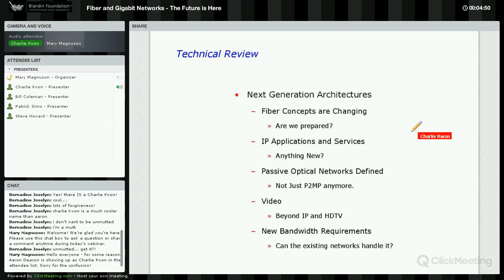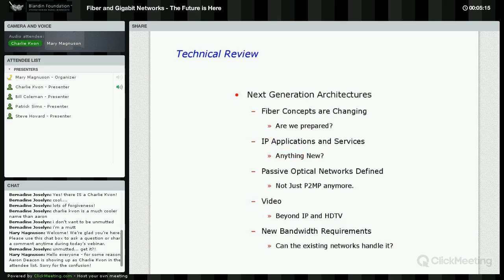Have we built the fiber network? Are we behind the curve, so to speak, or are we using old fiber or old concepts or old techniques? Then start looking at some of the applications, IP applications and services. Is there anything new? Everybody understands what IP is, Internet Protocol. That's where we're going.